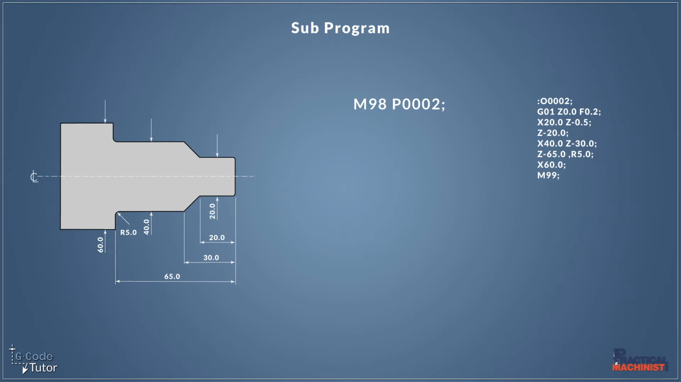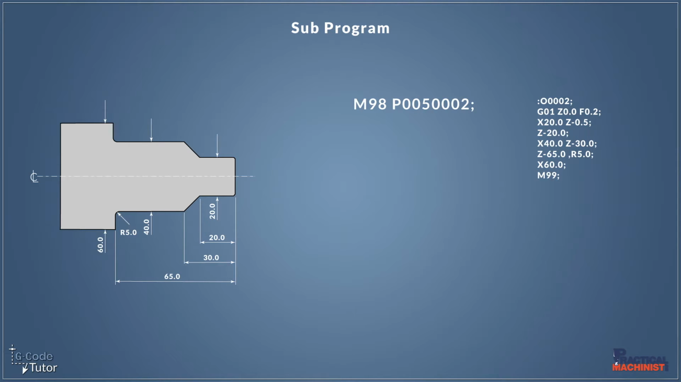And this line might have extra bits added to it. We might see, for example, M98P0002L5. And what this will do, it will run our subprogram 5 times before switching back into our main program and continuing running from the line below our M98.